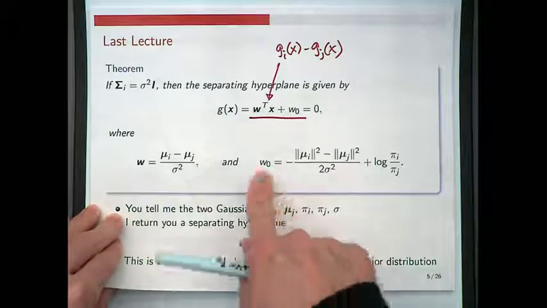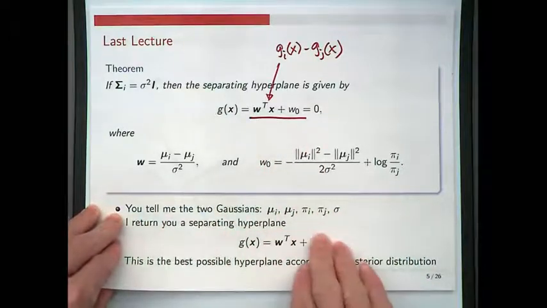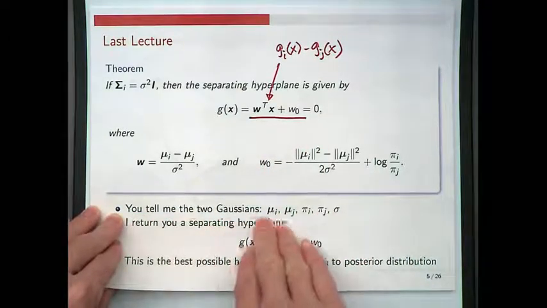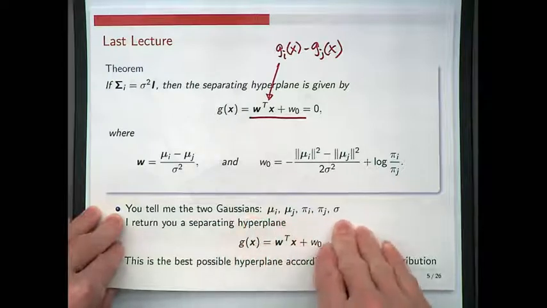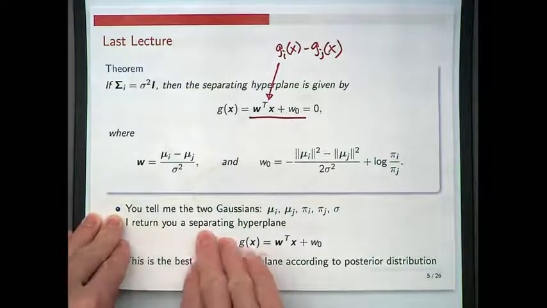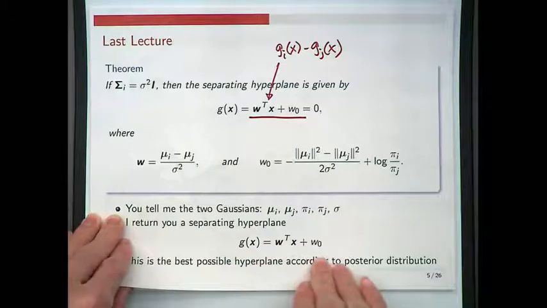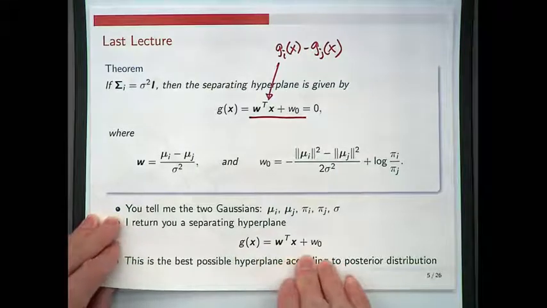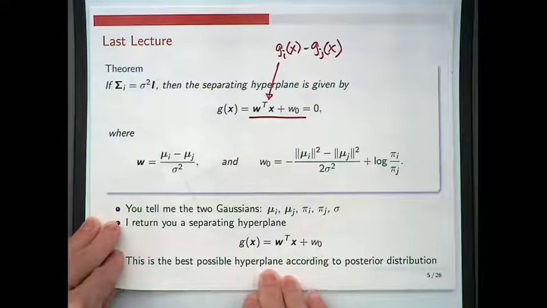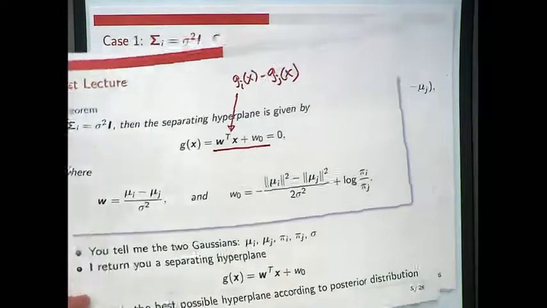Now, at the bottom of this slide, I mentioned a couple of things. If you tell me that there are two Gaussians, and you also tell me the model parameters, then I will return you the separating hyperplane. This is how the Bayesian decision rule runs. This is the best possible hyperplane according to the posterior distribution.